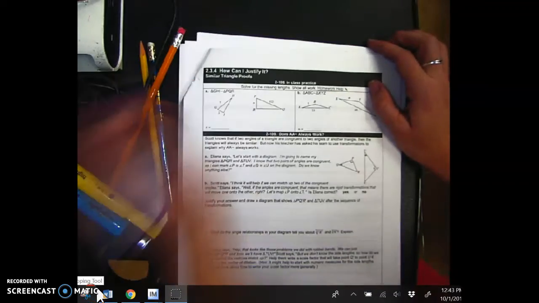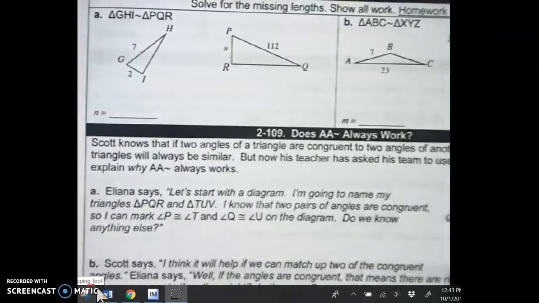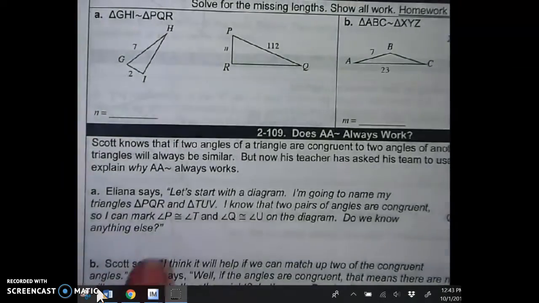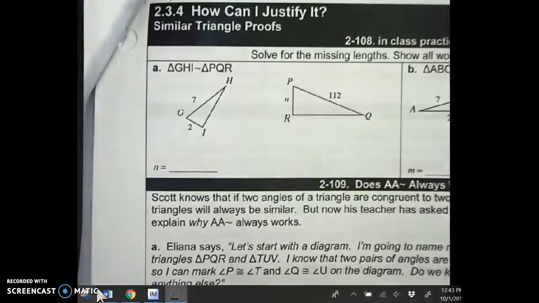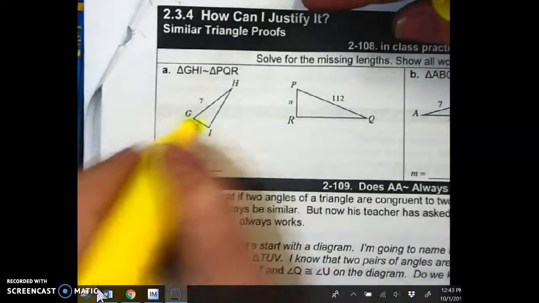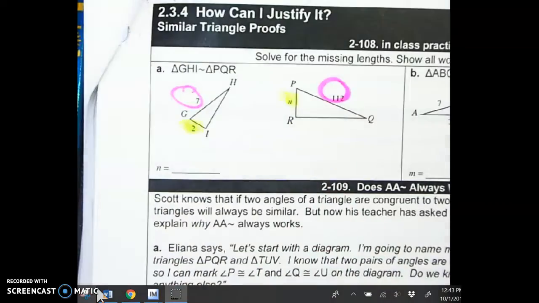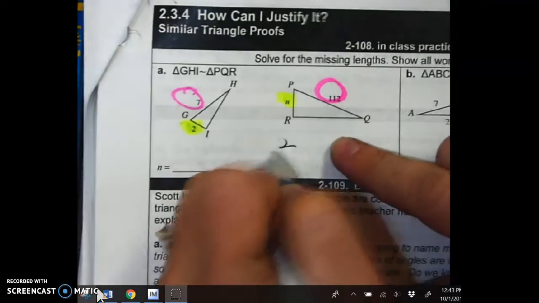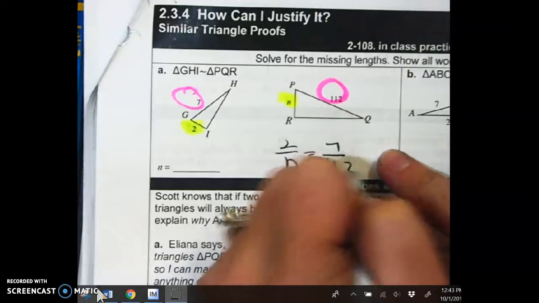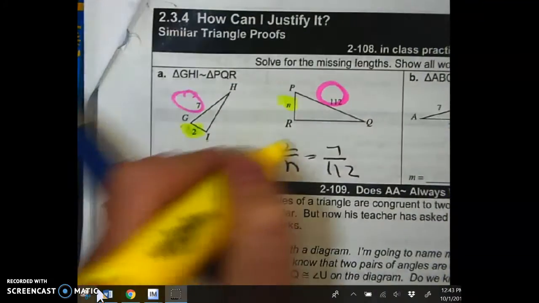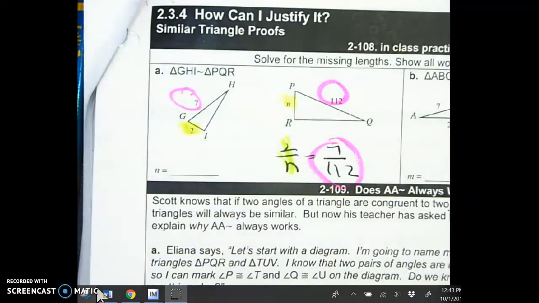So now we're on section 2.3.4, so let me zoom it in a little bit. So they want us to find the missing length, so we've got to figure out what is similar. Okay. So if you look, this one and this one looks similar, and that one looks similar. So I will go 2 over n equals 7 over 112. So I notice this is yellow, yellow. This is pink, pink. Okay.